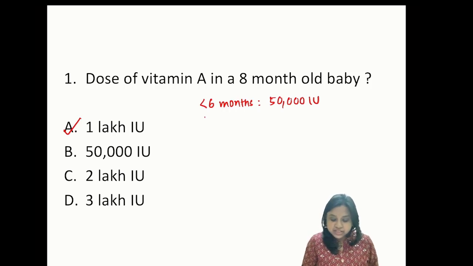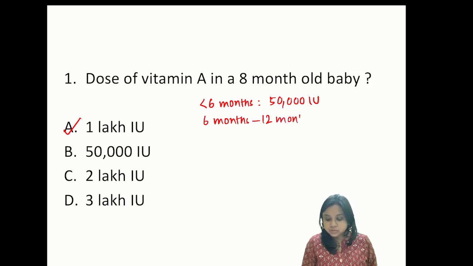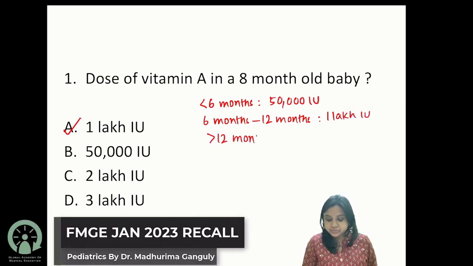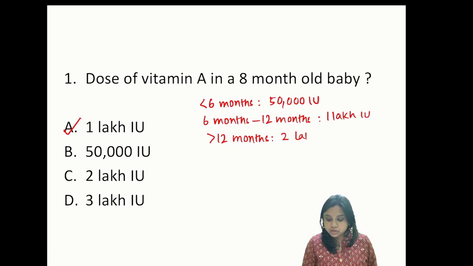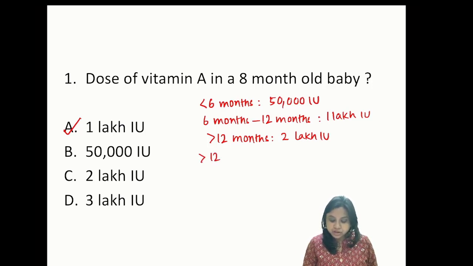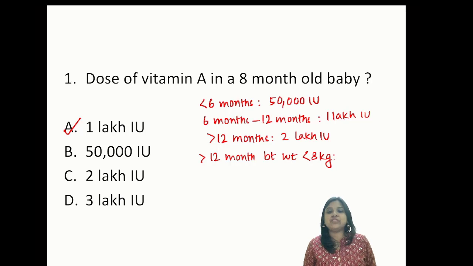Okay. So if it is 6 months to 12 months, it is 1 lakh international units. If it is more than 12 months, then it is 2 lakh international units. Only one thing you need to keep in mind, that if the age of the baby is more than 12 months, but the weight is less than 8 kg, then we give half the appropriate dose, that is 1 lakh international units.